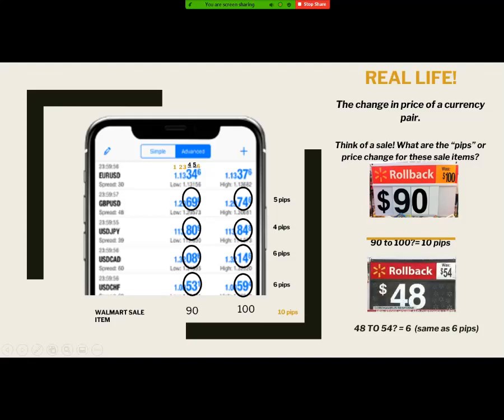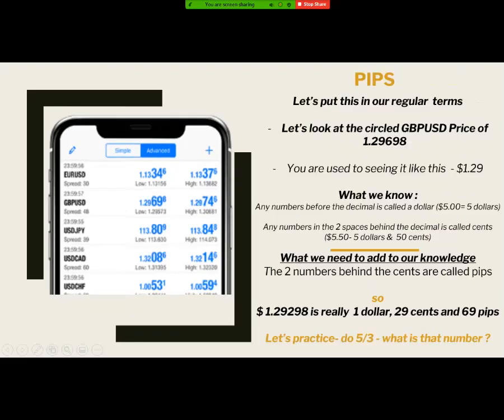Now, some more rollbacks. It was 54. Now it's 48. What's the difference? 6. The same thing as 6 pips. All right. This is nothing different than addition and subtraction. That's how you calculate your pips. You look at those fourth and fifth number and you say, okay, this is 5 pips away, 4 pips away, 10 pips away. And it's that simple. Now I know it sounds easy right now.